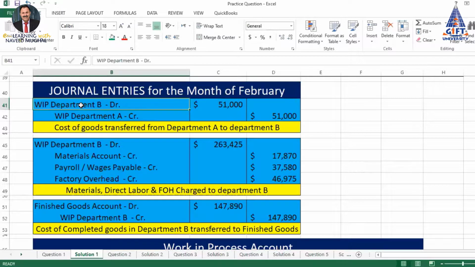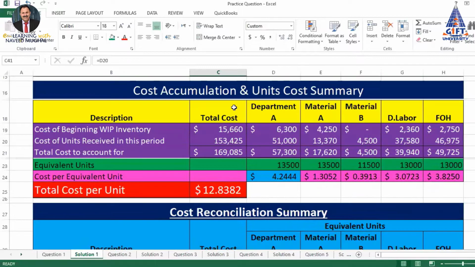When we received cost, we charge or debit the work in process of that department account. So here we are basically working in department B. So work in process department B account will be debited with 51,000. From where has this figure come? This figure is given in your question. Otherwise, you can use these calculations for generalizing these entries. So here the cost is received from department A, that is 51,000.